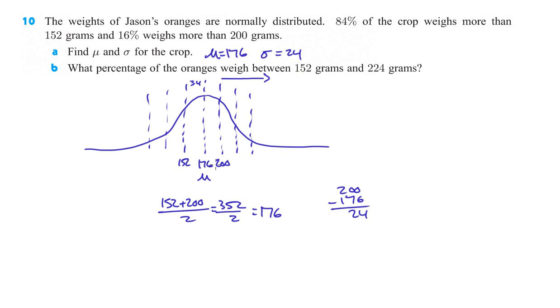Okay. What percentage of oranges weigh between 152 and 224? So there's 152. Standard deviation is 24, so there's 224 right here. So we're looking for this percentage between these two, right? So this here is 68% up to here plus another 13.5. So we would want to do 68 plus 13.5, and that is 81.5% for this one.